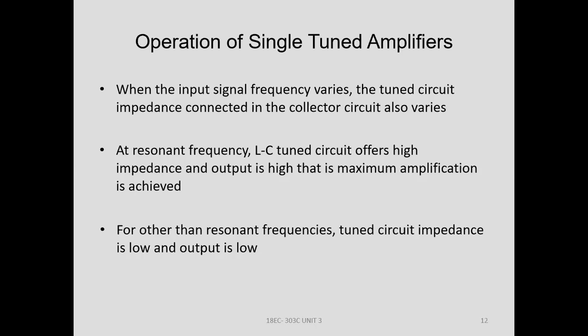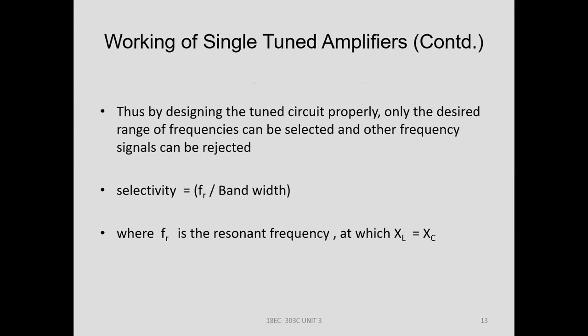Why is the output low for the remaining frequencies? Because this resonant circuit offers high impedance only at the resonant frequency. For other frequencies, the impedance is low, which means the output is also low. This is about the single tune amplifier circuit.